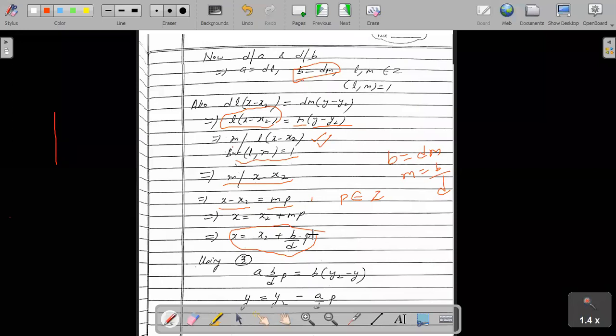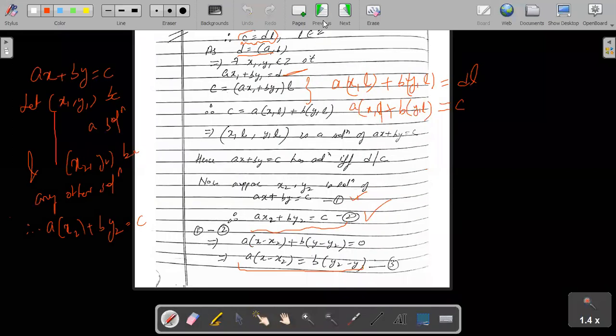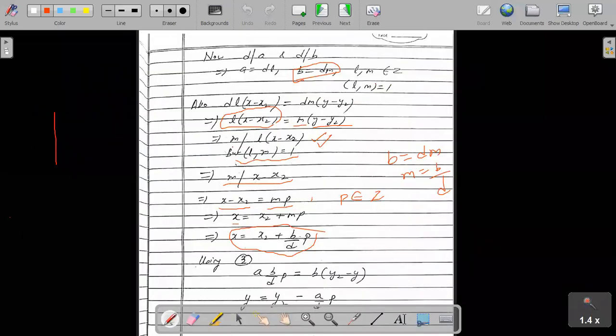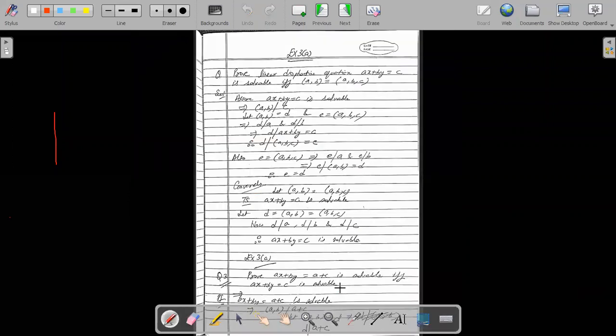Now you see, अब मुझे दूसरा solution निकालना है. हमने अभी proof किया था a into, so this relation I'm talking of, the previous relation. So is this one. अब मैं इस relation को use करूंगी. a into (x minus x2) is equal to b into (y2 minus y). तो अगर हम इस relation में x minus x2 की value put कर दें, so you see what is the value of x minus x2? x minus x2 is mp. From the star relation, x minus x2 की value कितनी आ गई? b by d into p. So here also b into (y2 minus y). So b will cancel. So y is what? y2 minus a by d into p. That's it. Is it fine, बच्चे?